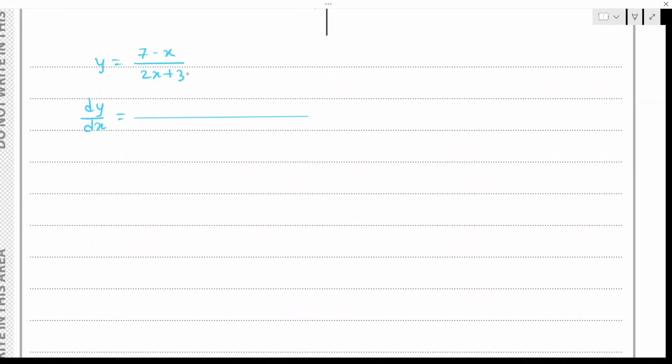As we cannot simplify this expression, we have to use the quotient rule for differentiation in order to differentiate this function. So this will give us 2x plus 3 as the numerator. Following the quotient rule, we get that the denominator will be squared. So 2x plus 3 is squared here. Then we will multiply 2x plus 3 with the differentiation of 7 minus x, the numerator. Then I will subtract 7 minus x and multiply the differentiation of 2x plus 3 with it.